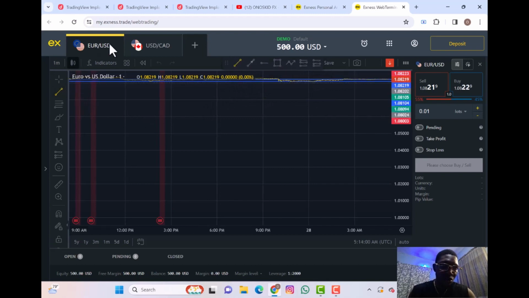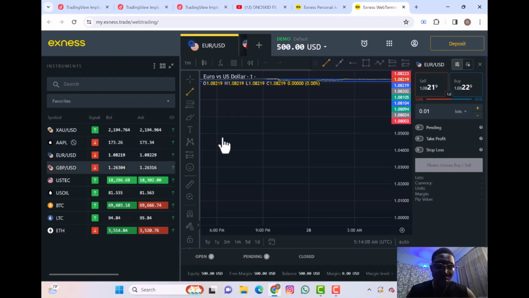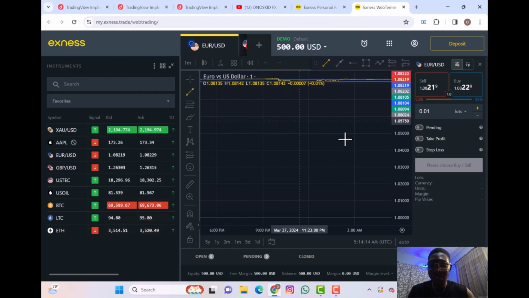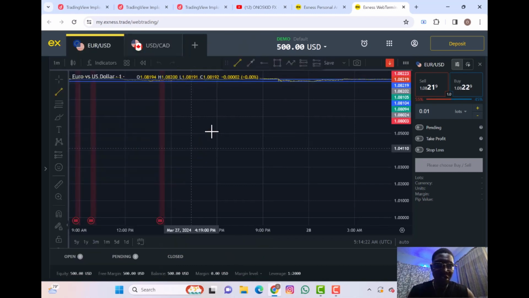Also, when you look at this particular point, you're going to see favorite pairs. I've set all of these things up in those videos, so kindly make sure you watch them so that you can get acquainted with all of these interfaces. Having said that, let's dive into what we have for the day, which is how to trade crypto on the Exness web terminal.